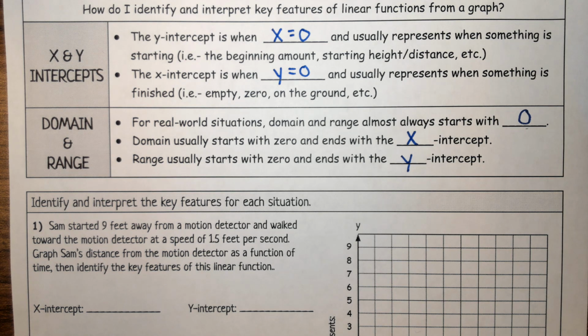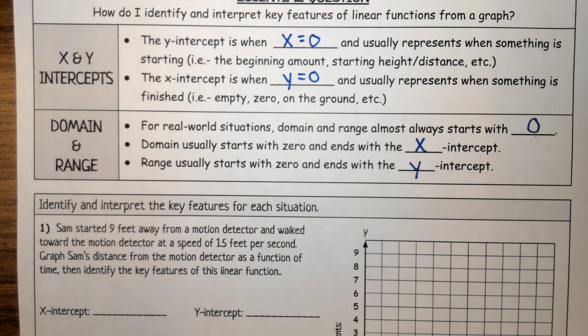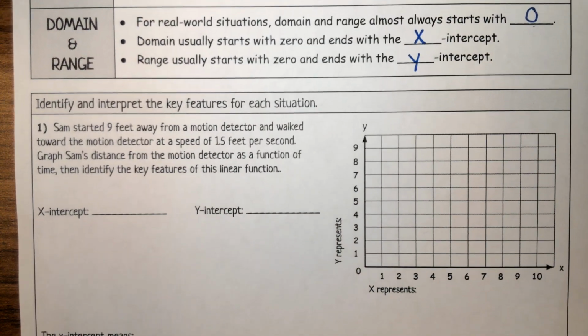Okay, again, it depends on the graph. There are some that don't necessarily start with 0 and end in the y-intercept, or start with 0 and end in the x-intercept. Sometimes they start with the y-intercept and end on a different number that's bigger. But a lot of times this is what you end up with. Okay, so let's do the example below.